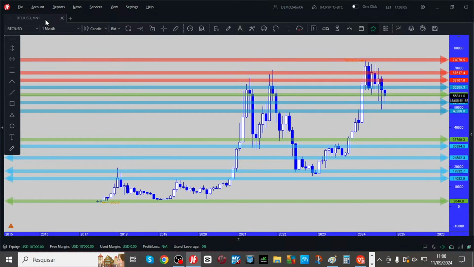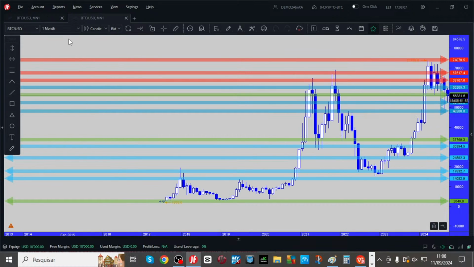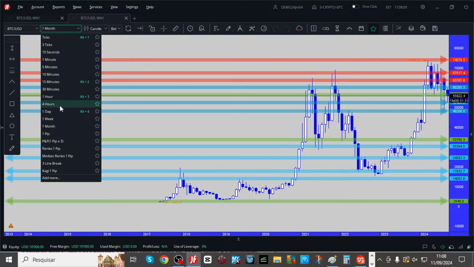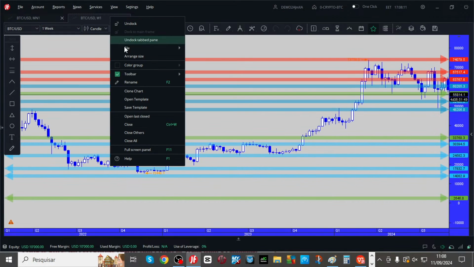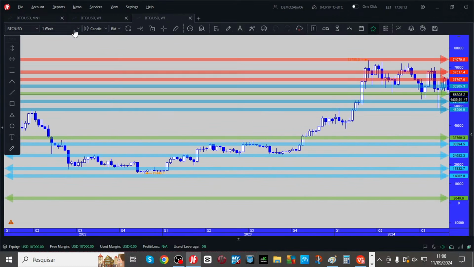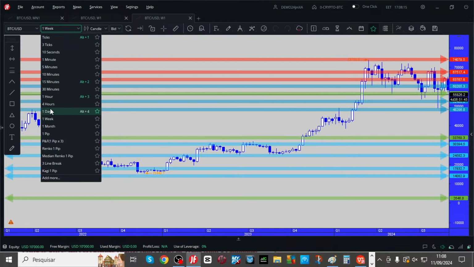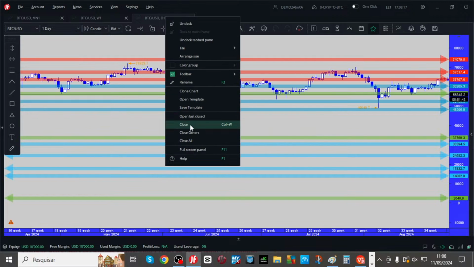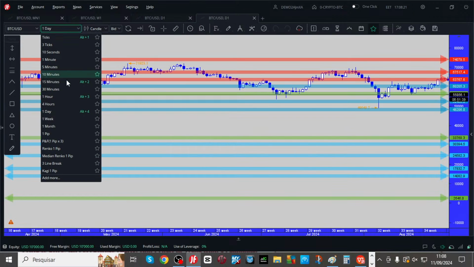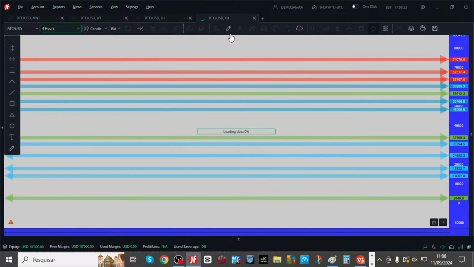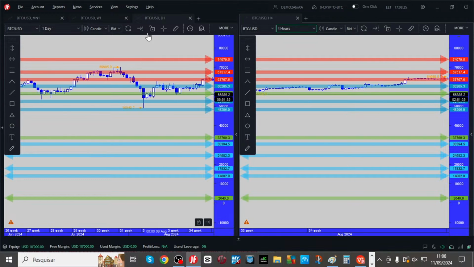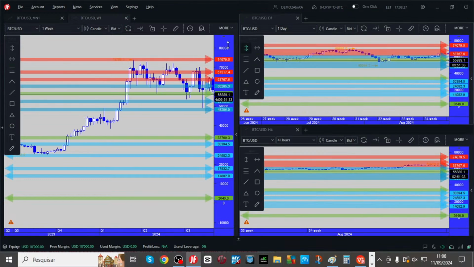Okay, everybody? Now I'm going to clone chart, and I'm going to go on the weekly, and I'm going to clone chart, and I'm going to go on the daily, and I'm going to clone chart, and I'm going to go to the 4-hour chart, and I'm going to readjust my charts like this.